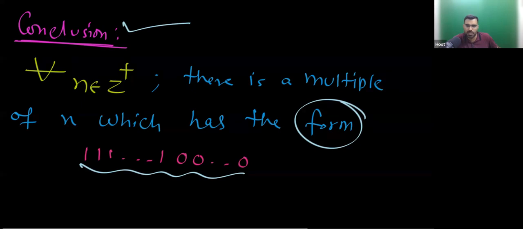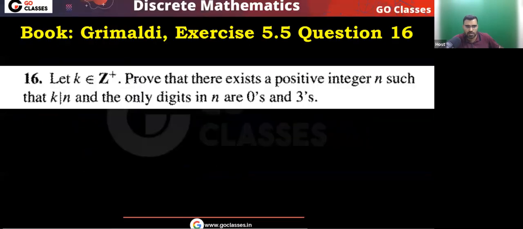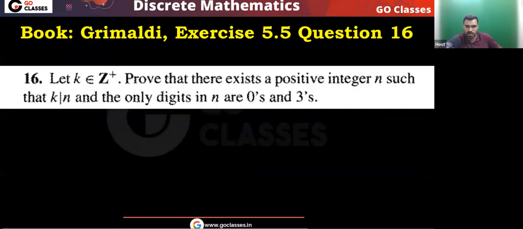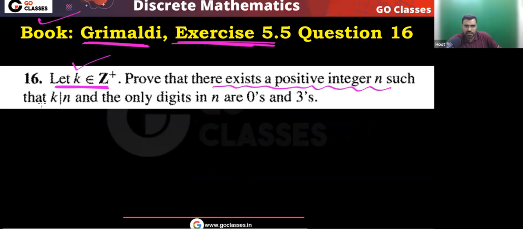Simple. Now I'm asking one question. This question is taken from the Grimaldi book, exercise 5.5. How will you prove it? The question is saying that for any positive integer k, there exists a positive integer n such that k divides n and the only digits are 0 and 3s. How will you prove it?